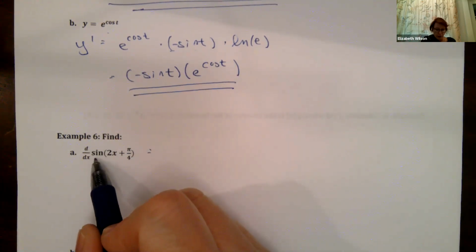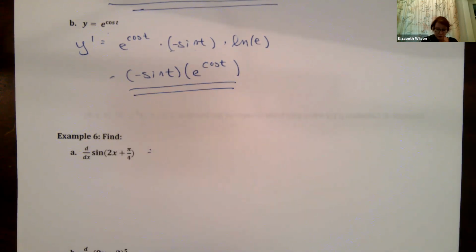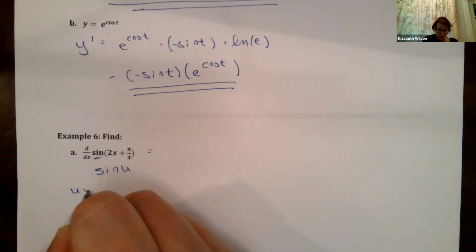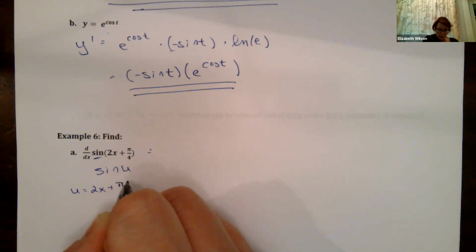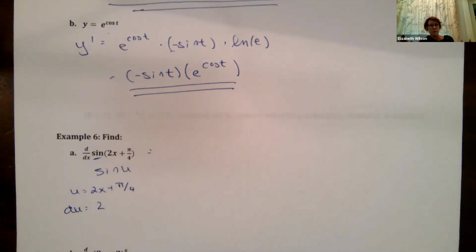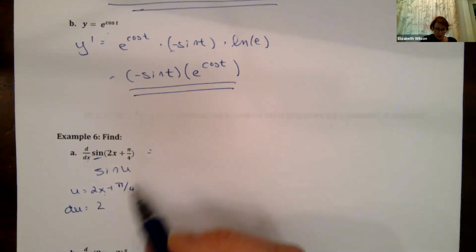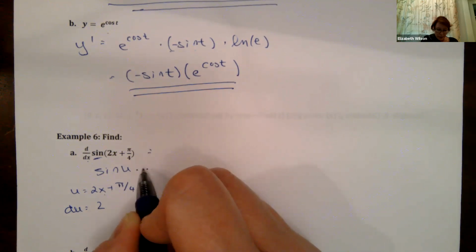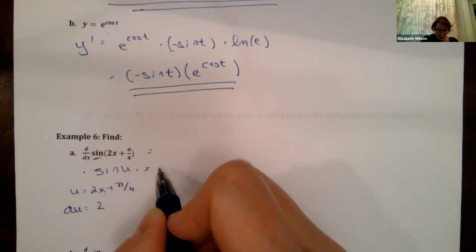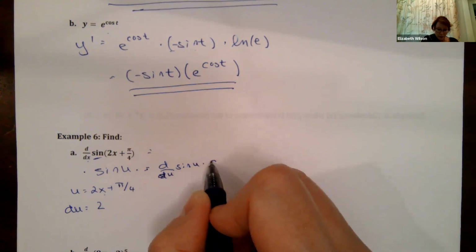So the derivative of sine of 2x plus pi over 4. I take the derivative of the outside function. This is like sine of u, where my u is equal to 2x plus pi over 4. My du is equal to 2. Pi over 4 is just a constant term, it drops off. Doing this derivative with respect to x, I want the derivative of sine of u times du.